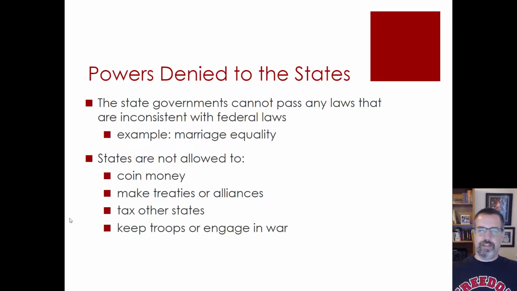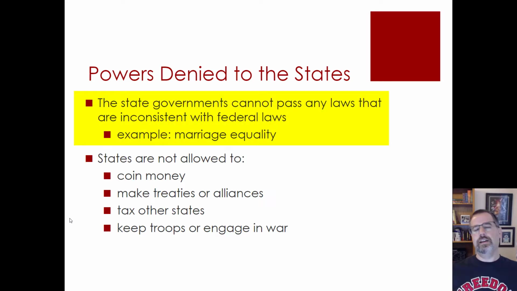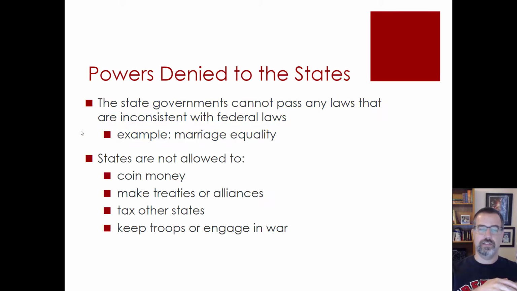All right, and our final thing I want to go over is what powers are denied to the state legislatures, the state governments, because all the states also have their own legislative branch, their own Congress, basically. The state governments cannot pass any laws that are inconsistent with federal laws. That means if the U.S. Congress passes a law and the state of Wyoming passes a law, they cannot contradict. So that means the U.S. law is supreme. We'll talk about that in another video called the Supremacy Clause.